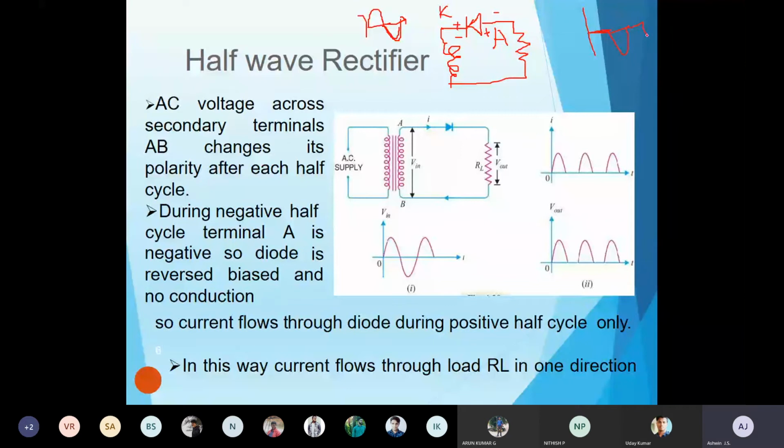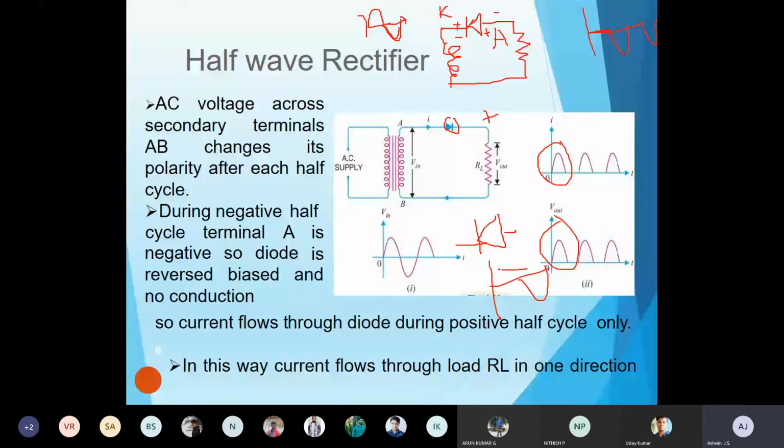So in this position, you're getting the positive cycle. And if the diode is connected in the reverse direction, you may get only the negative signal, not the positive half cycle. So at that time, you may get the negative DC voltage. In the first case you're getting the positive DC voltage, and in this one you're getting the negative DC voltage. So that is the difference.